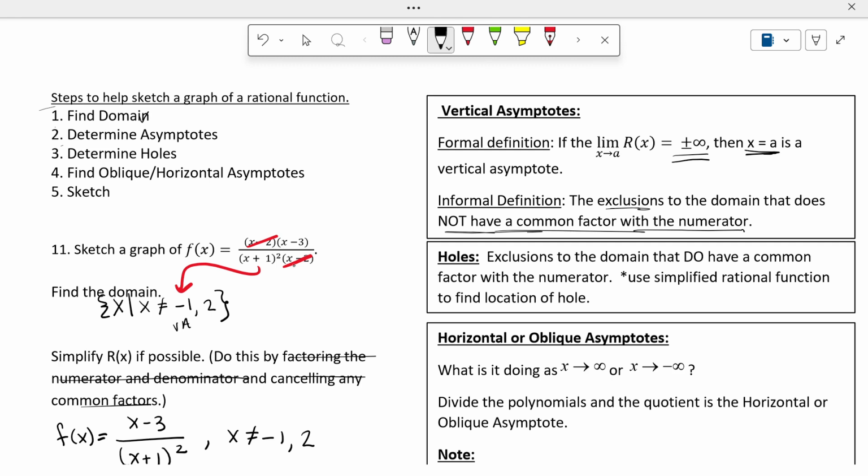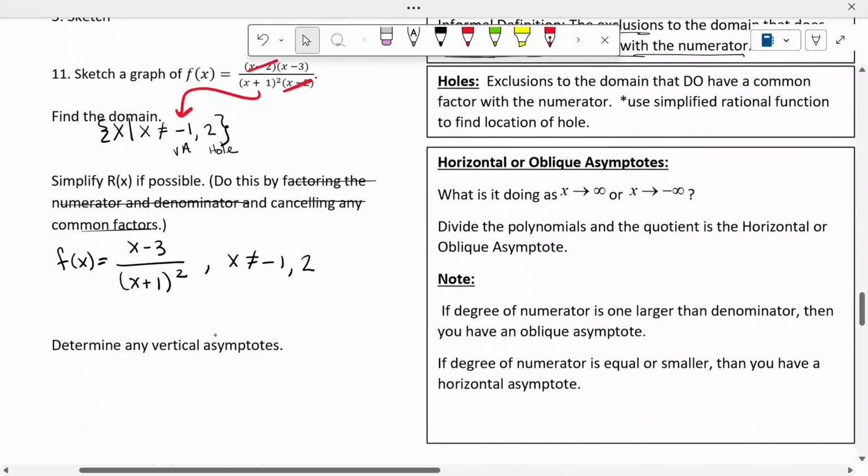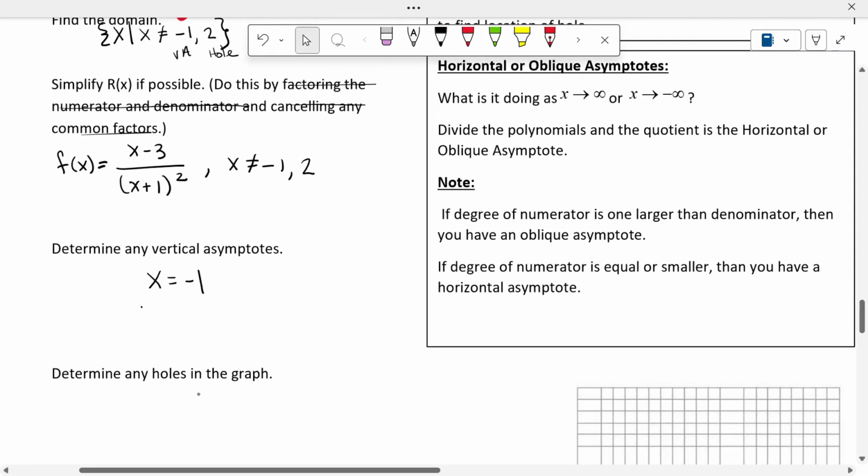The one that did have a common factor, that is where there is going to be a hole. So those are two places on the graph where x doesn't exist. Vertical asymptotes and holes don't have x values. So the vertical asymptote is the vertical line x equals -1, and since we're at it, there is a hole when x is 2.